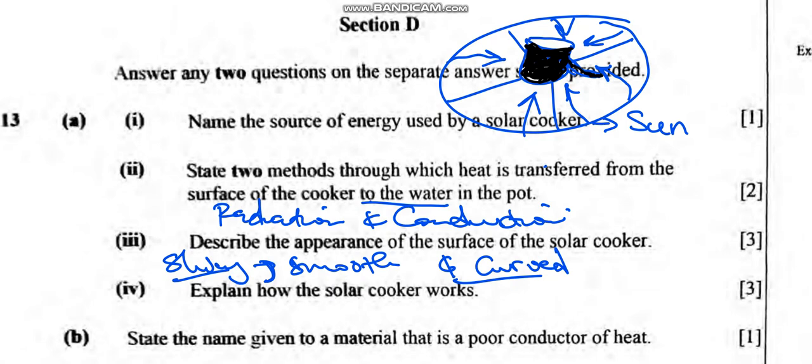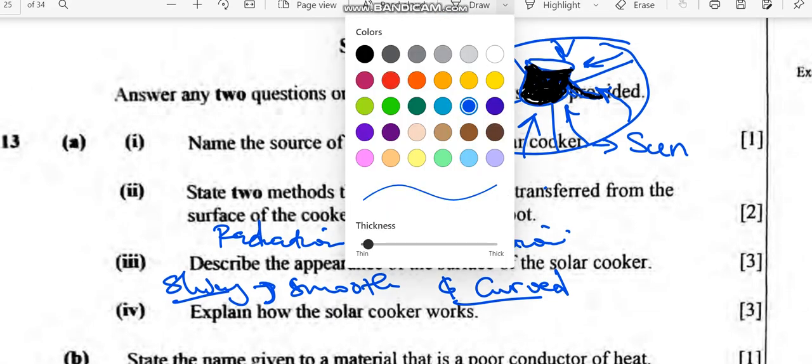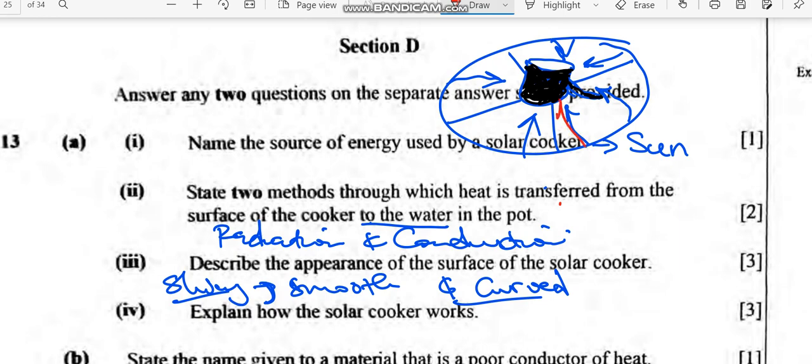Then from there, a shiny surface reflects heat. After that, what is going to happen? A shiny surface is going to reflect heat to a focal point. Why? Because it is curved, so it is going to reflect heat to the same point, which is the pot, the focal point.